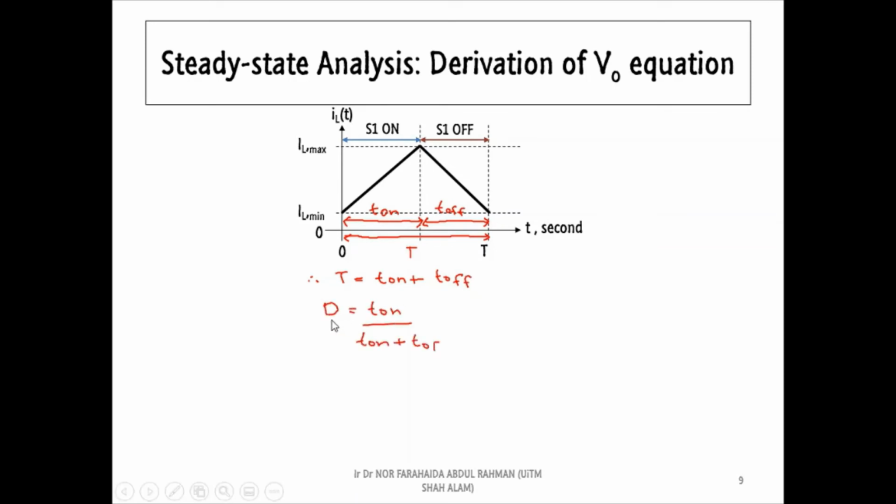According to the duty cycle equation, we can write the turn on time equals to dT and the turn off time equals to (1 minus d) times the period. Based on the turn on time equation, we can label the x-axis like this.